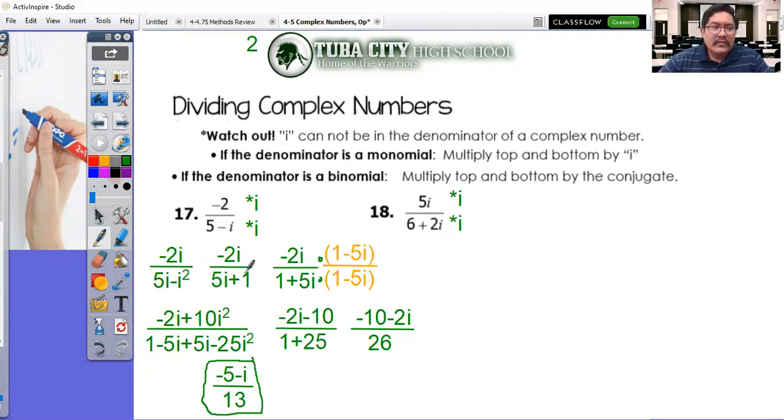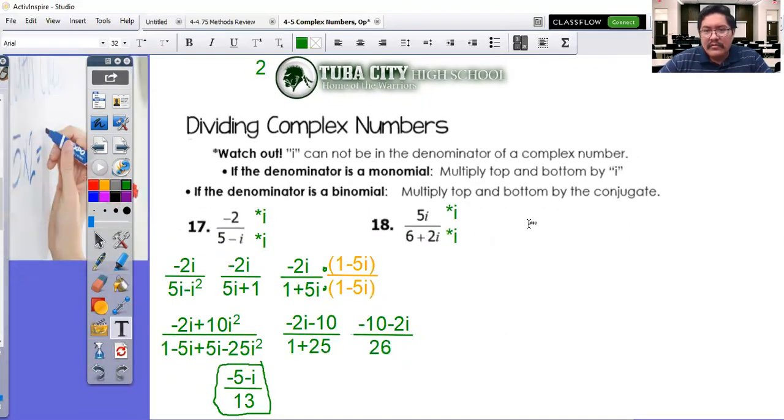Okay, so let's go ahead and move to this one here. So I got 5i squared. Oops, the square didn't go through. There we go. And then 6i, and then 2i squared. And then here it should be a plus.